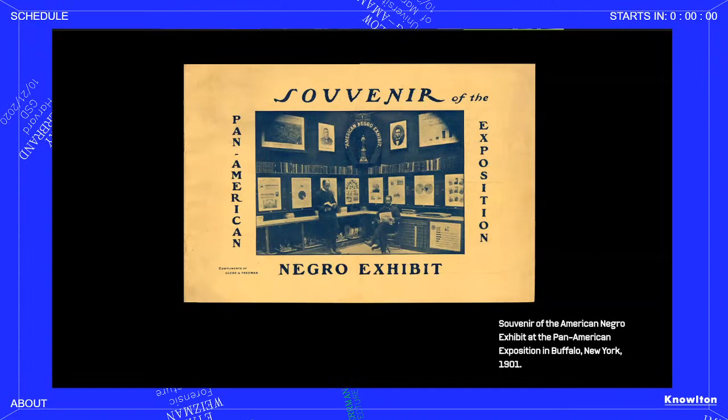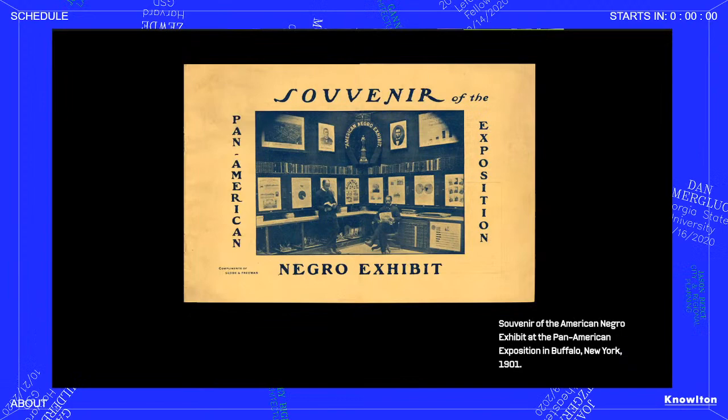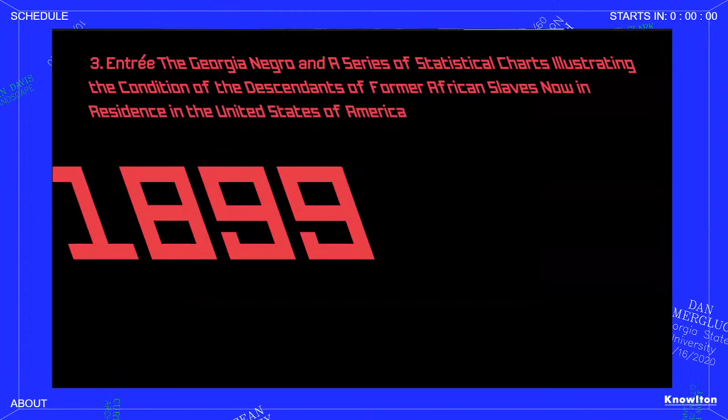And then you can see Du Bois standing, looking at one of the books, and T.J. Calloway sitting there, holding a copy of The Colored American, which has a picture of the exhibit on the cover. So this idea of it coming back to the States is another aspect of that.